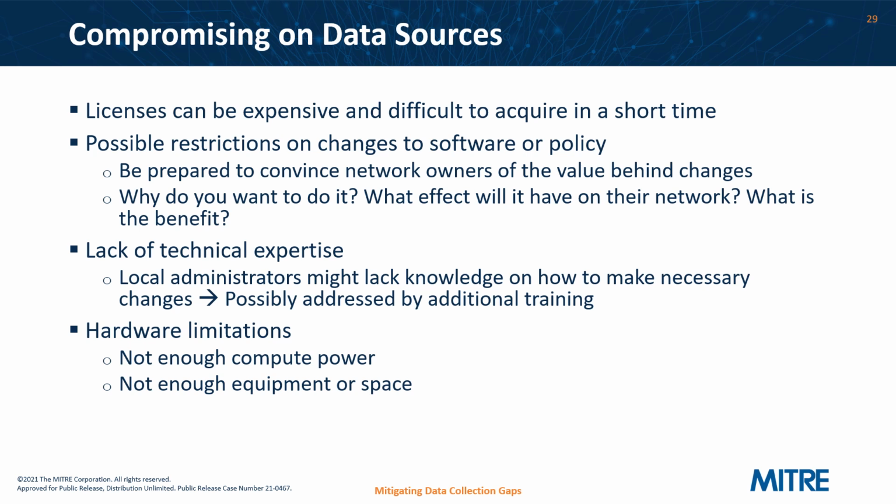Even though they may initially refuse our request, if we can convince them of the value of doing what we ask, then we might be able to get our first choice of sensor. It often helps to communicate to the network owners why we want to make the change, what effect we expect it will have on the network, and what the benefits are. If the problem is lack of technical expertise in the tool, then perhaps training can be arranged, or if the local administrators lack the necessary knowledge, then we can work with them to implement the changes. This effort can help build trust between teams when done well.